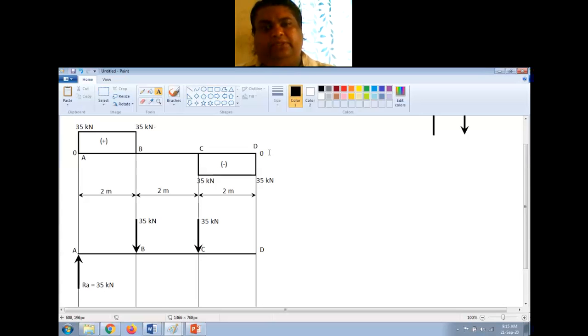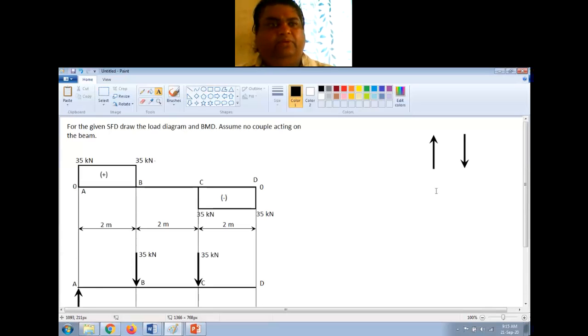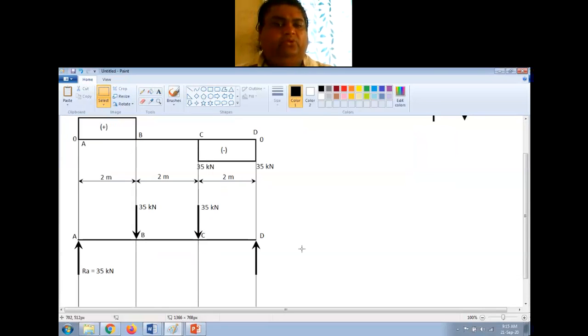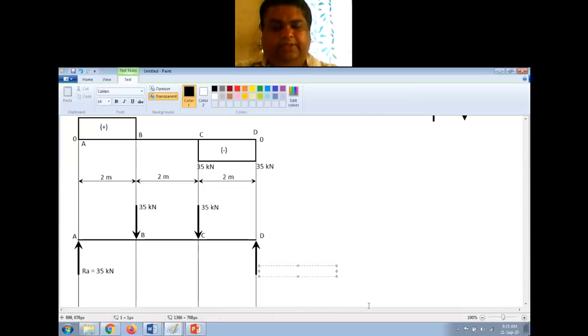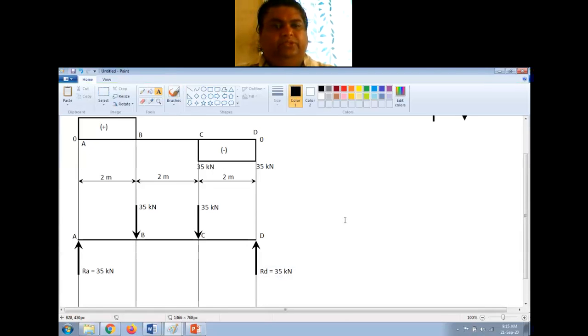At D the shear force is increasing from minus 35 to 0. So that means it is an upward force here, right? Minus 35 plus 35 will become 0. So there is an upward force here, and the magnitude of that is 35 kilonewton. So I will show an upward arrow like this. Now since this is the end of the beam, this will be the reaction. RD is equal to 35 kilonewton. Okay, so this is the load diagram for the given SFD.